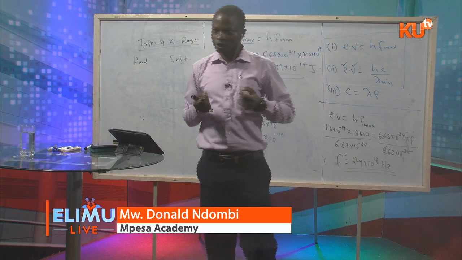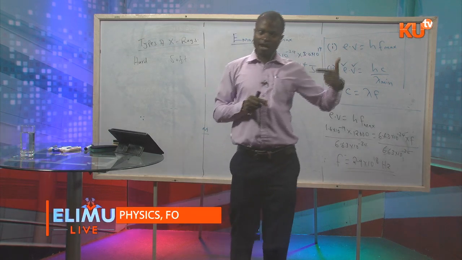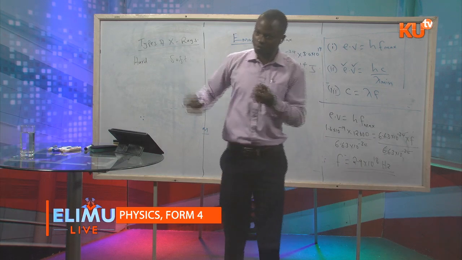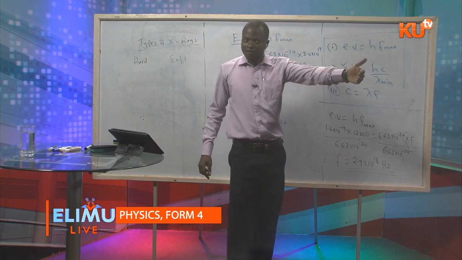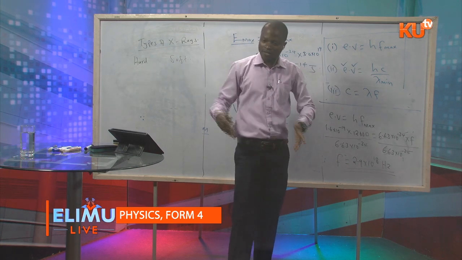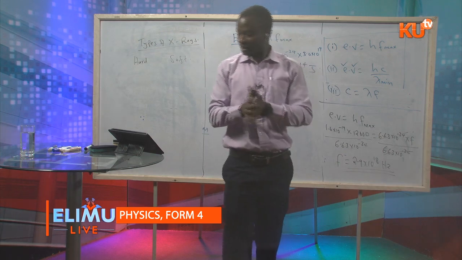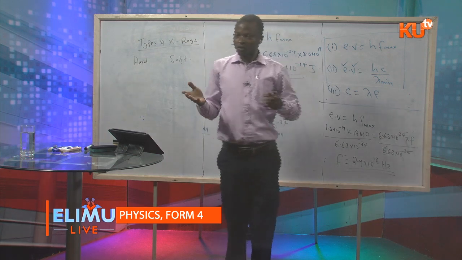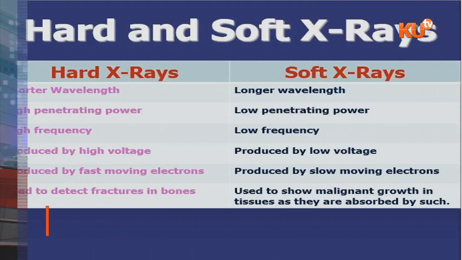So you need to ensure anytime you are told to state the difference, you make a table, and whatever you write for hard X-rays, you give us a direct opposite. Do not use negations. Negation is like saying these ones have a shorter wavelength, then you say while these other ones have not. That is English. We don't need a lot of English. We just give us the opposite of the other. If you say shorter wavelength, the other one will have a longer wavelength.